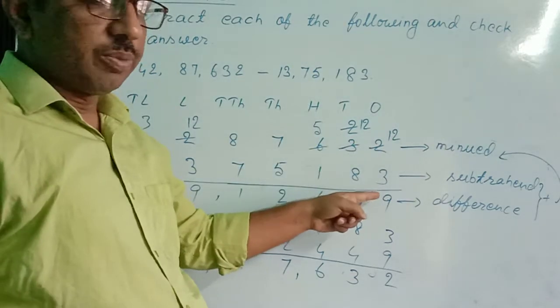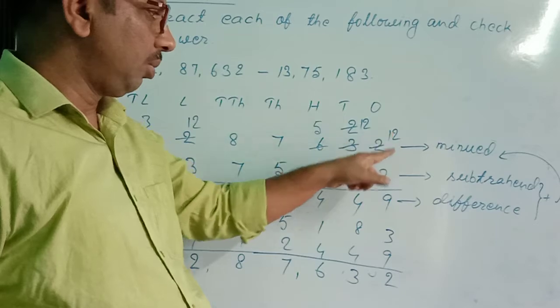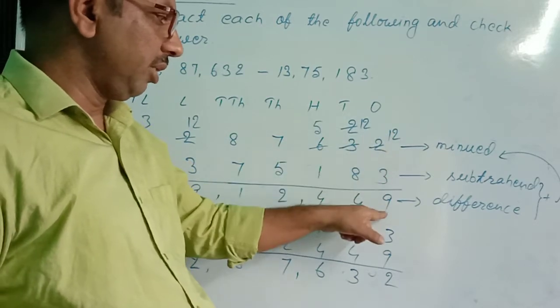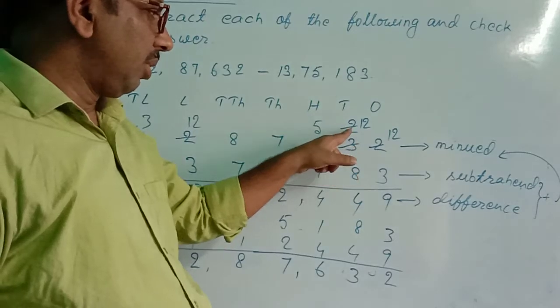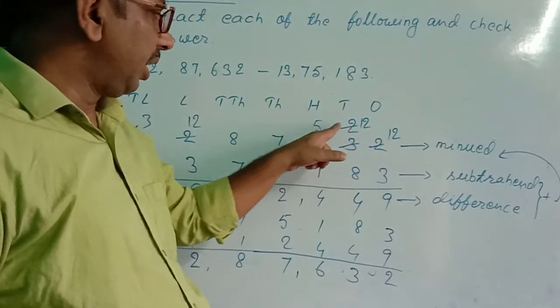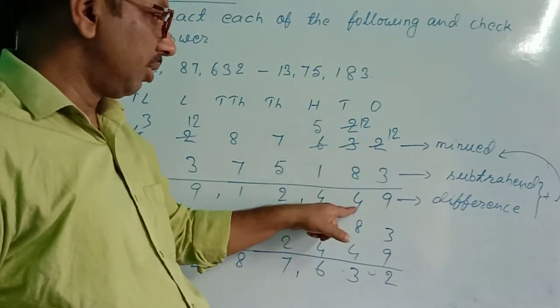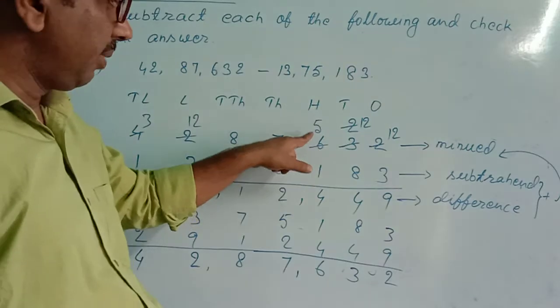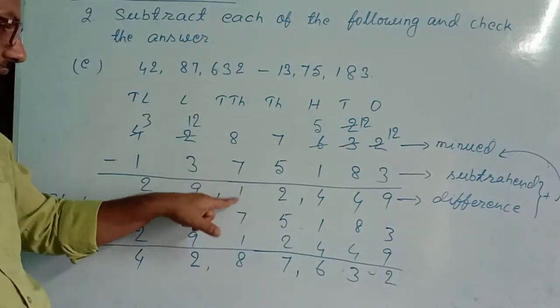2 minus 3 is not possible. To make it greater we took 1 from here, it became 12. Now 12 minus 3 is equal to 9. As you took 1 from here, then you have only 2 left. 2 minus 8 is not possible. To make it greater I took 1 from here, so it became 12. Now 12 minus 8 is equal to 4. As you took 1 from here, here 5 is left. 5 minus 1 is 4, 7 minus 5 is 2, 8 minus 7 is 1.